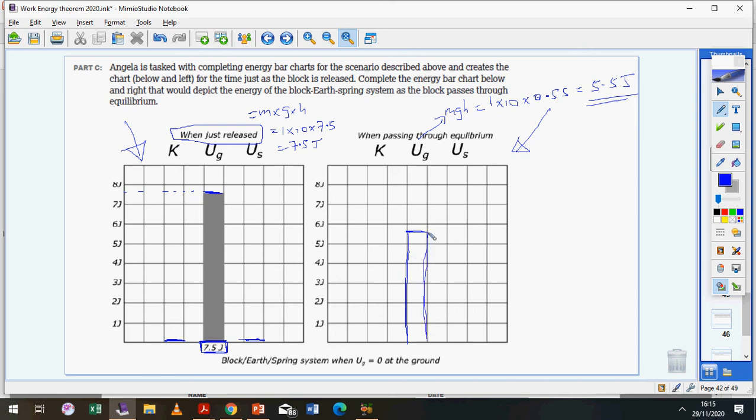Alright, we know that the total mechanical energy when passing through this equilibrium position must equal the total initial mechanical energy. So far we have 5.5, right? But we know that the total of this side plus whatever we're going to add must equal 7.5. So far we are missing 2 joules of energy to be able to equal 7.5. Let's see where those joules are coming from.